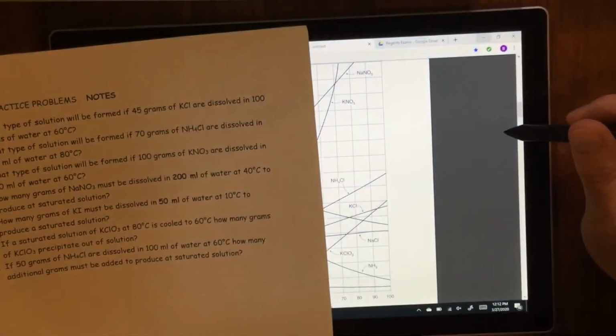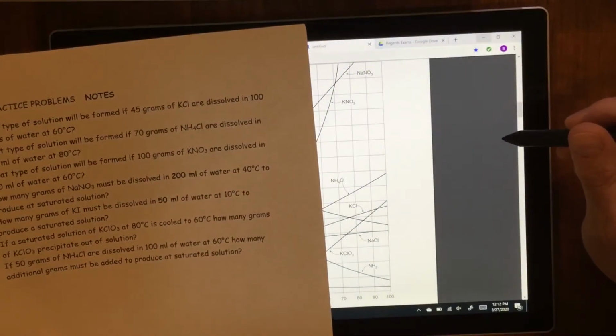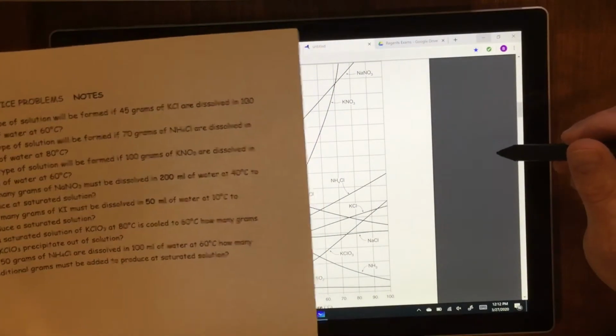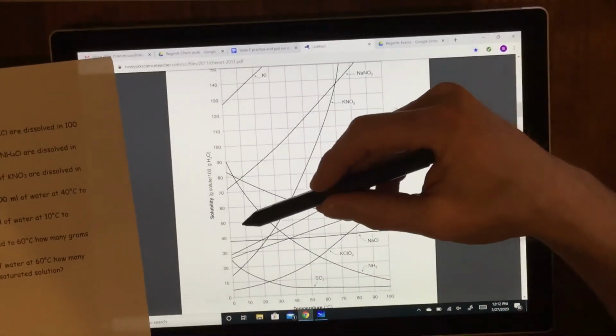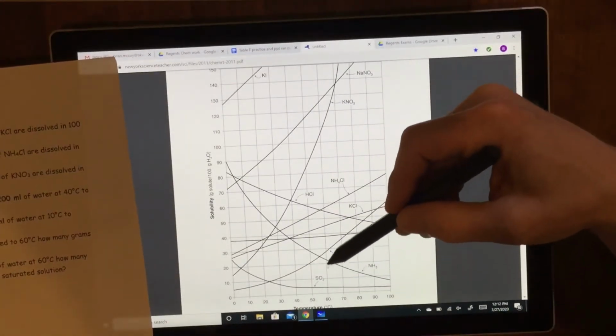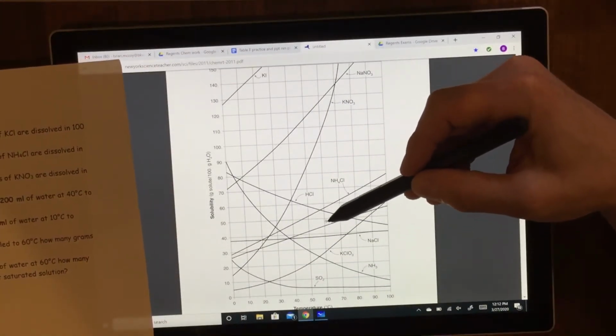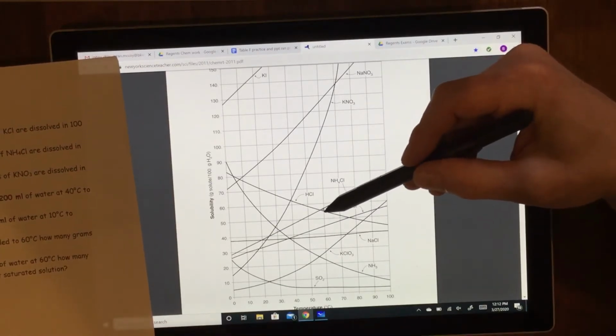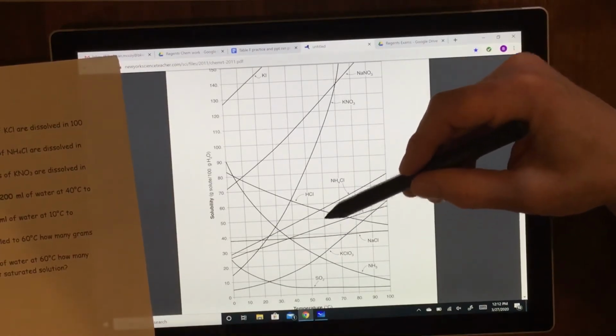50 grams of NH4Cl are dissolved in 100 milliliters of water at 60. How many additional grams must be added? All right, so 50 grams at 60 degrees. We want to get up to NH4Cl saturation. So we're at 60 degrees, 50 grams.